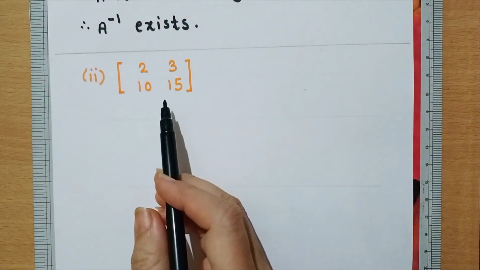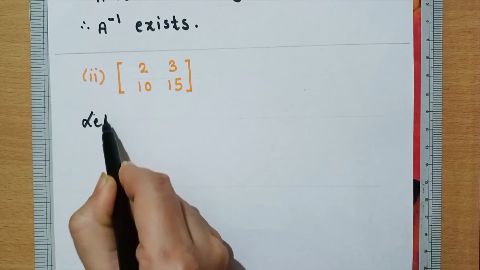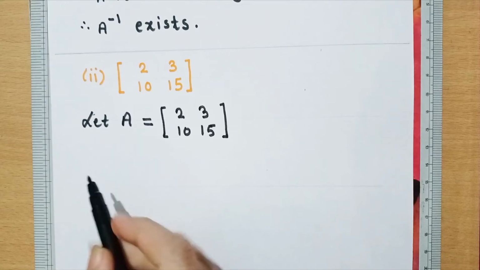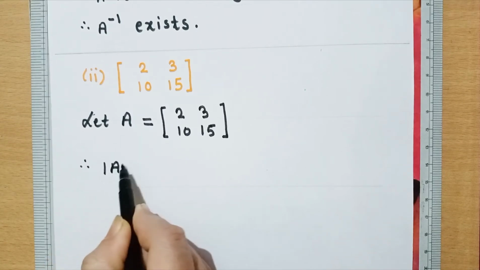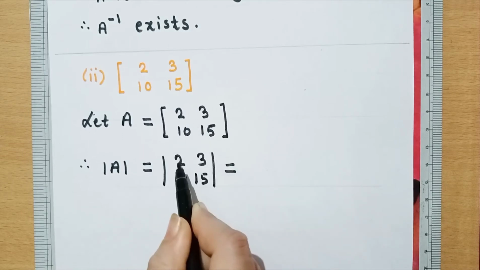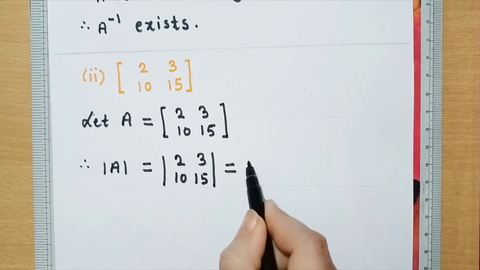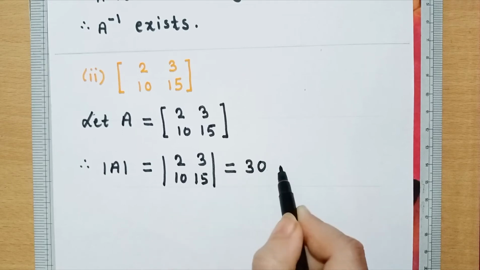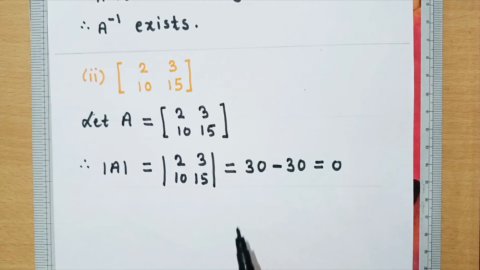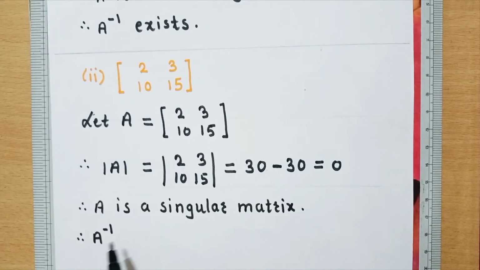Now let's solve this second example. First we will assume this matrix as A. Then we will find the determinant of this. So the determinant of A is equal to, write down these values here, and then the first number is 2, cross multiply: 15 twos are 30, middle sign minus, 10 threes are 30, and that is equal to 0. Determinant of A equal to 0 means A is a singular matrix and therefore A inverse does not exist.